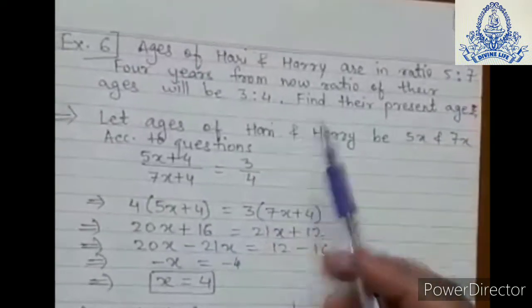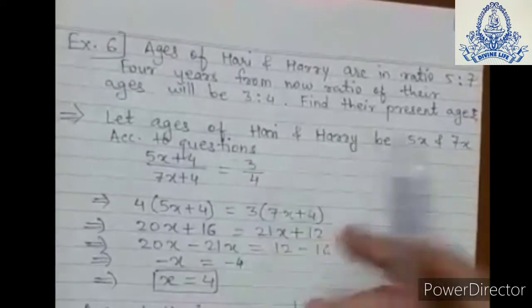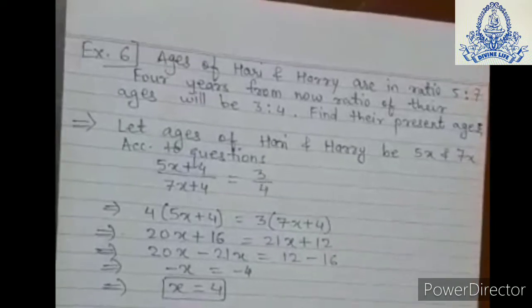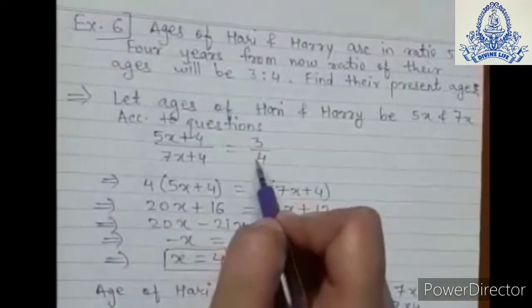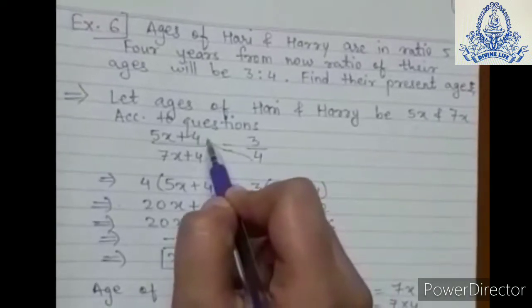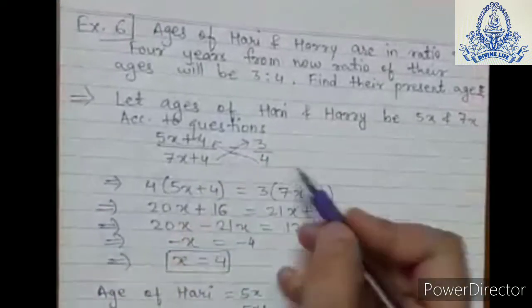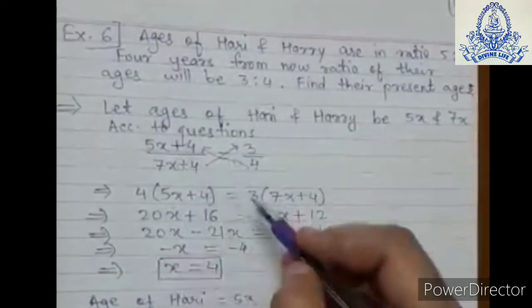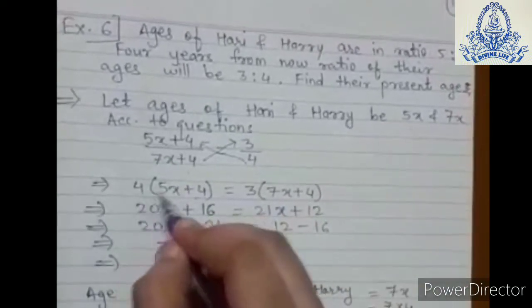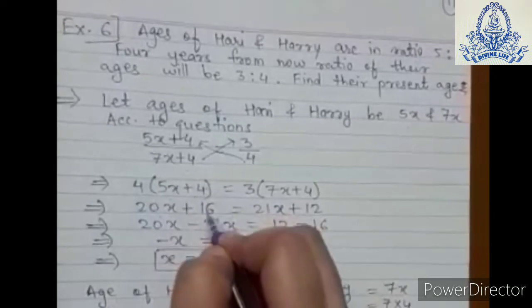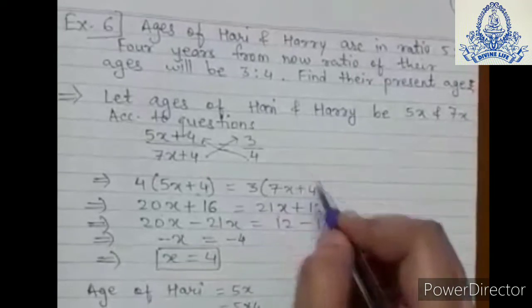So according to the question, 5x plus 4 upon 7x plus 4 is equal to 3 upon 4. Okay, same type of example as we solved previously. So multiply this 4 to this and this denominator to this numerator. So 4 multiplied by 5x plus 4 is equal to 3 multiplied by 7x plus 4. So after solving this bracket, we get 4 into 5 is 20x, 4 into 4 is plus 16, is equal to 3 into 7x is 21x plus 3 into 4 is 12.